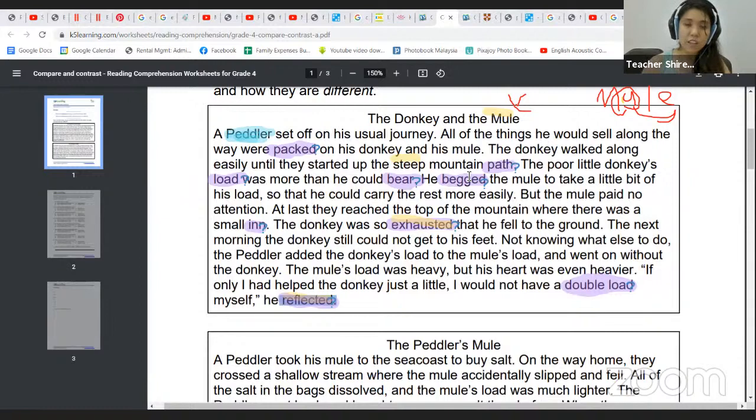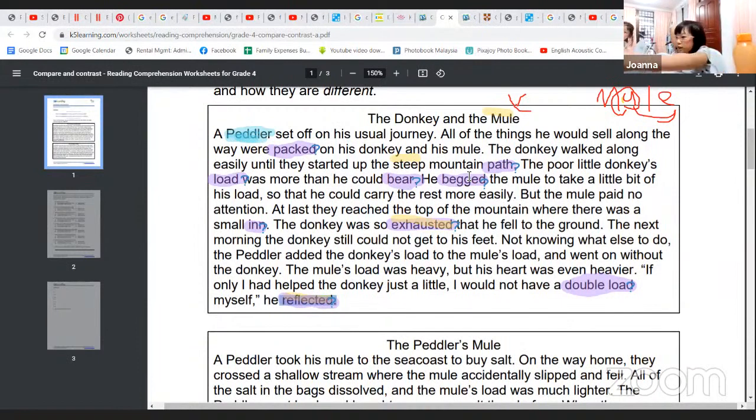Okay. So the donkey and the mule. Peddler means 小贩, a vendor or seller. A peddler set off on his usual journey. All the things he would sell along the way were packed. 打包起来, pack, 收拾起来. So packed on his donkey and his mule, alright.